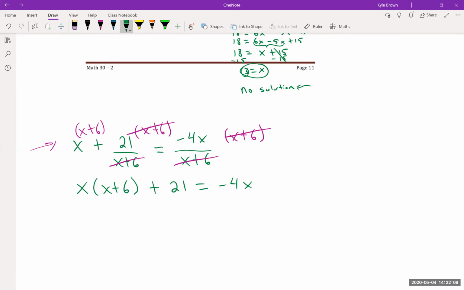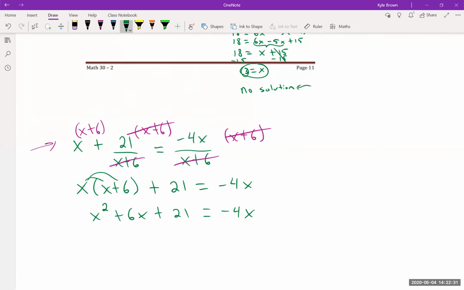Okay, so like before, if we have brackets, I want to get rid of those brackets, so I'm going to expand into that one. So x times x is x squared. X times 6 is 6x plus 21 is equal to negative 4x.